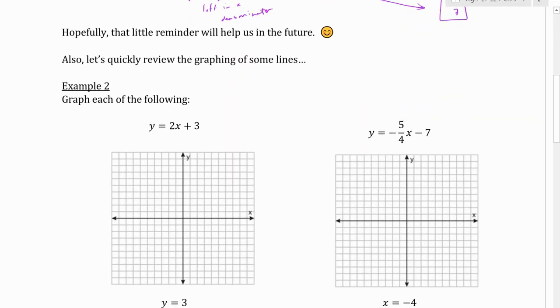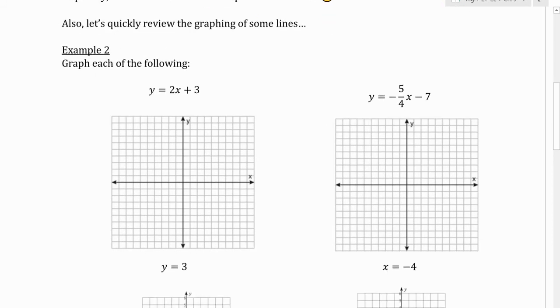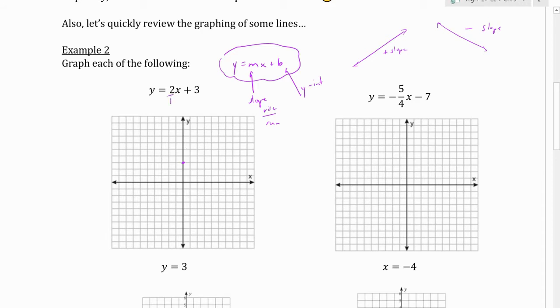Okay. And then also let's just review real quickly. Graphing lines, when they're written in slope-intercept form, when they look like this, life is good. Slope, y-intercept. Slope is rise over run. If the slope's going uphill, it's a positive slope. If it's going downhill, it's a negative slope. Okay, so start at the y-intercept, +3. Slope is 2. Rise of 2, run of 1. Rise of 2, run of 1.